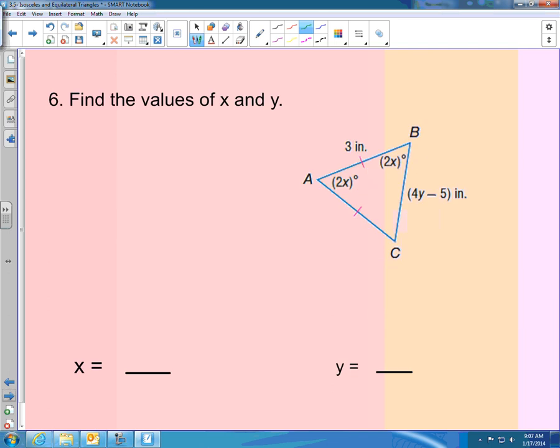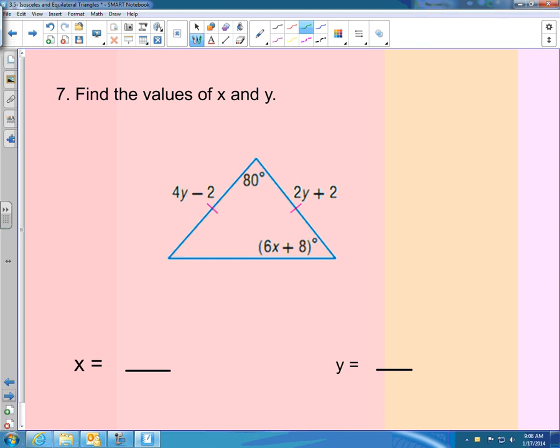All right, 6 says find the values of x and y. Again, we see that two angles are congruent, so opposing sides are congruent. But we also see two sides are congruent, so the opposite angles are going to be congruent. So all three angles are congruent, all three sides are congruent. So I want you to set these up on your own.